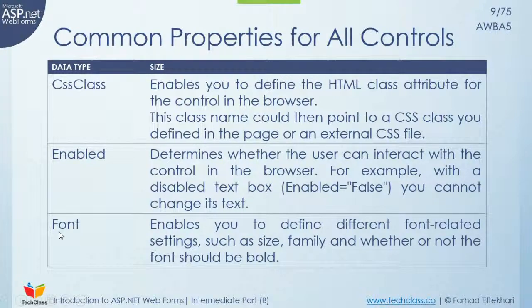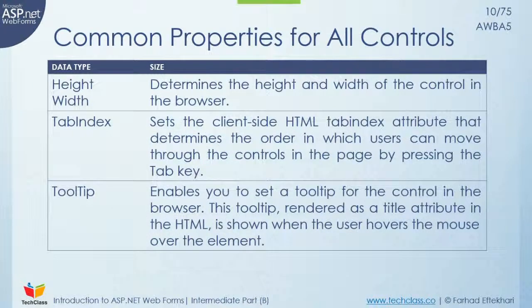We have Font, which sets the font name for that server control, and Height and Width, which determine the height and width of the control in the browser. We have TabIndex. If you ever fill in a register form or order form on the browser online, you may see that when you press tab, it goes one by one to the other controls for you to enter your values. So you can set the number as a TabIndex to have some kind of order for the elements on your form. This is the place where you can set the TabIndex property.